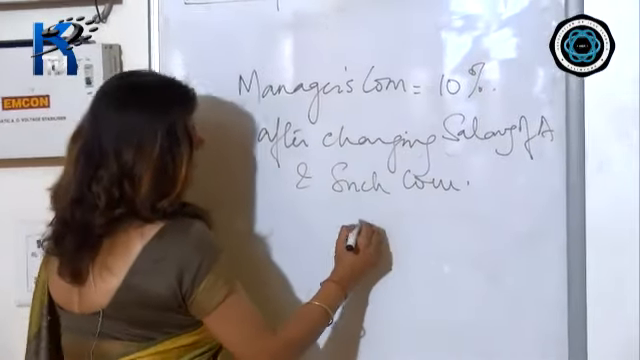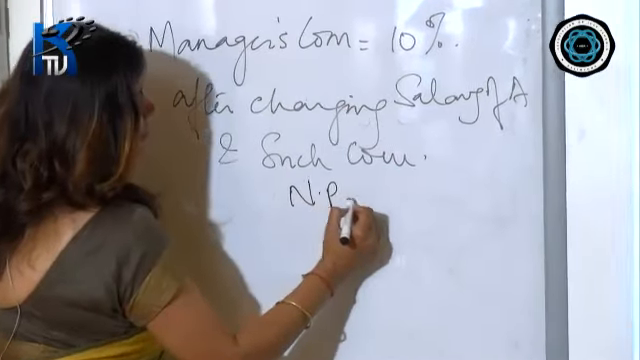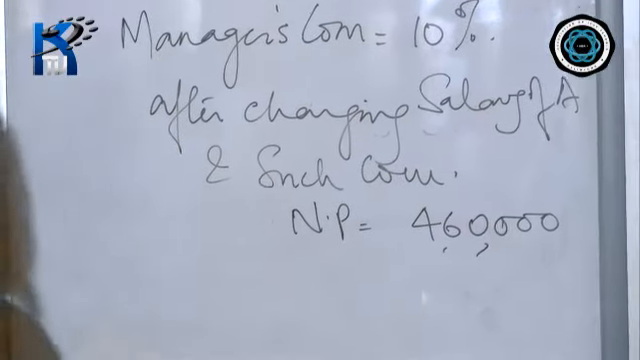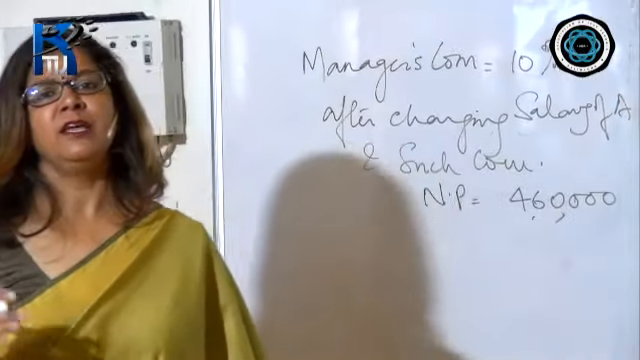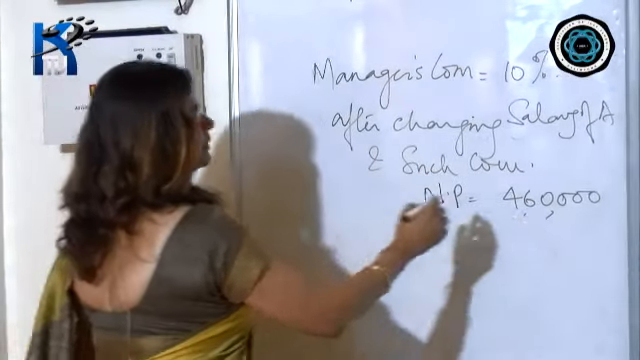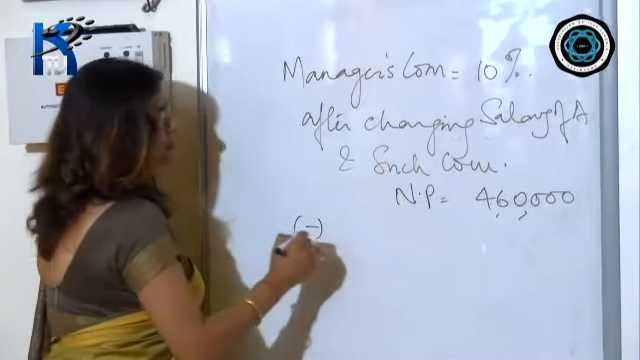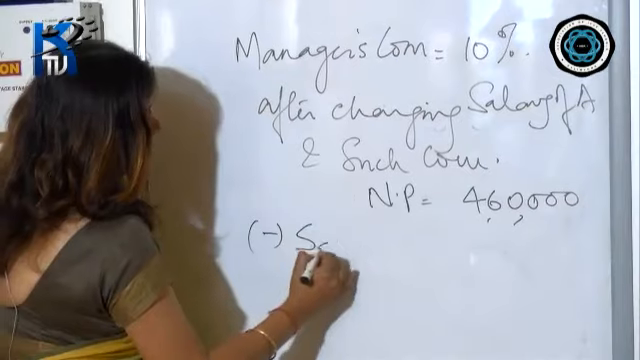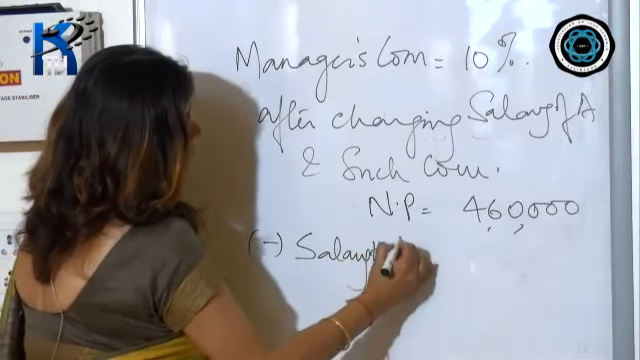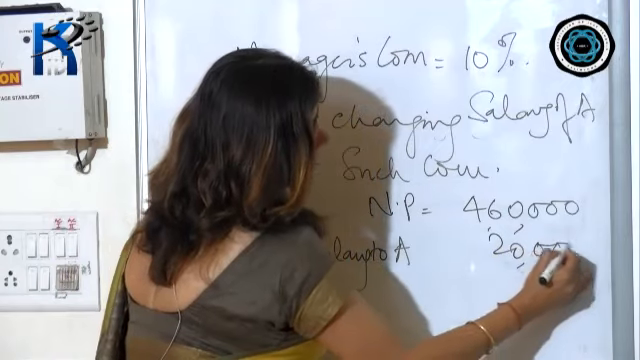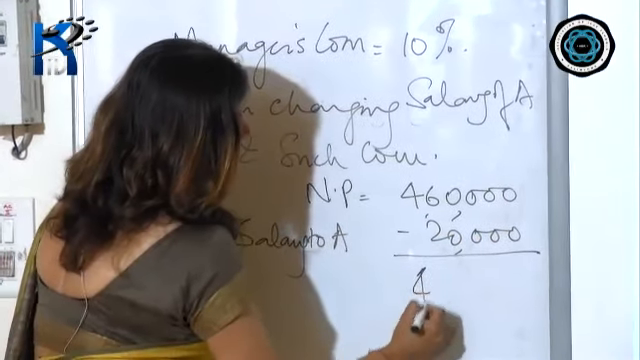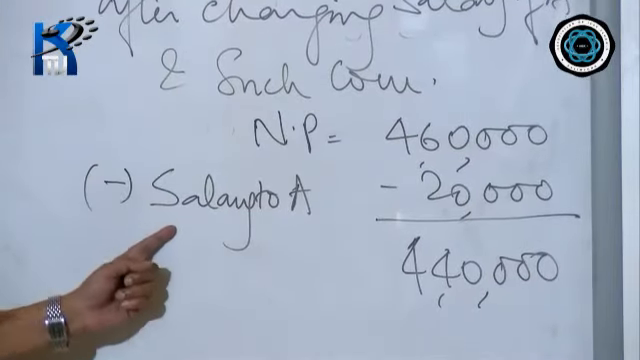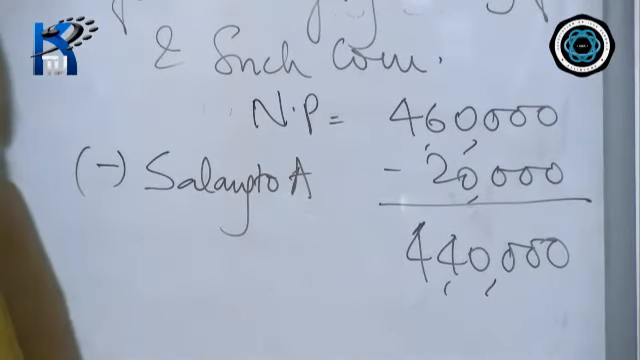So let us see. The net profit here is 4,60,000 before giving the salary to A and before giving the manager's commission. After giving the salary to A, what is the amount left? The salary to A has to be deducted. 20,000 is deducted out of the total net profit. We get 4,40,000. Now the salary to A has been deducted, but the manager's commission is not known to us.